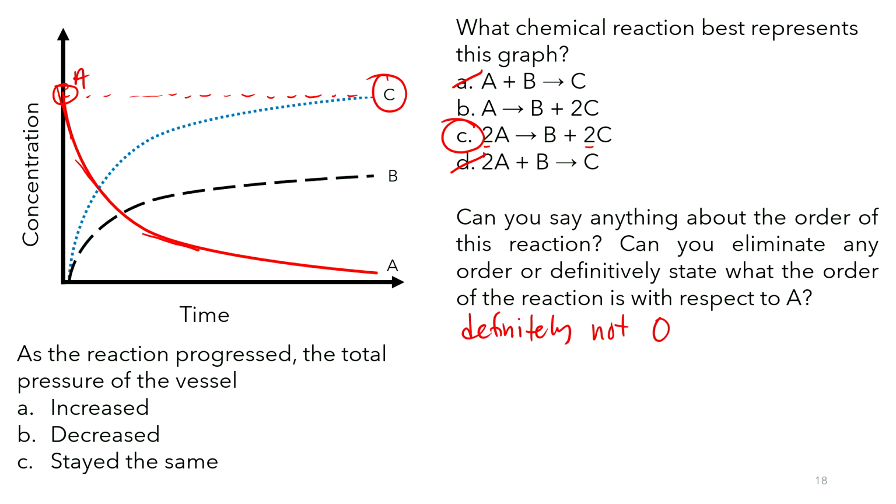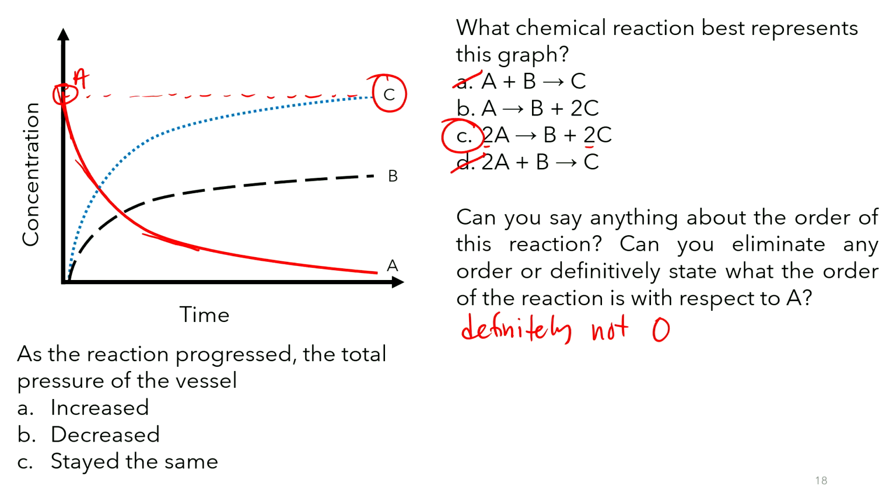And then you might have wanted to say, oh, it's probably second order because I have 2A. If it was an elementary reaction, then I could definitely say it was second order. But I don't know if this is a single step or multi-step. So without more information, I can't tell you if it's first or second order.